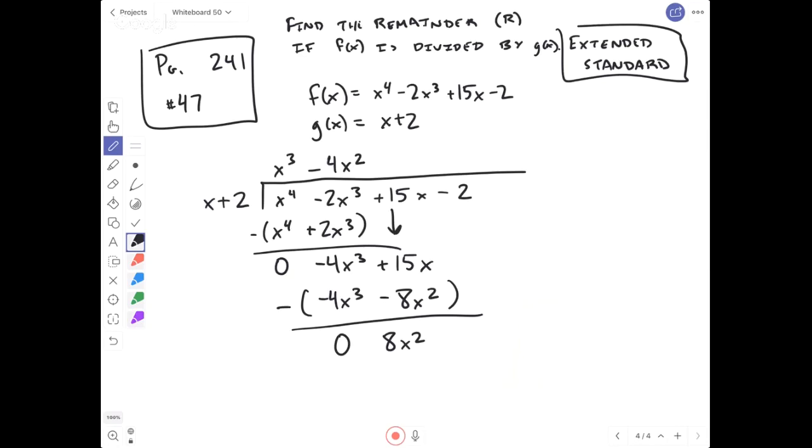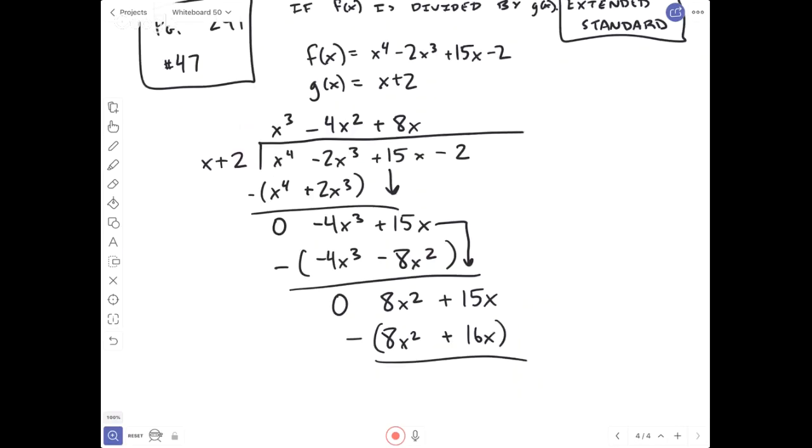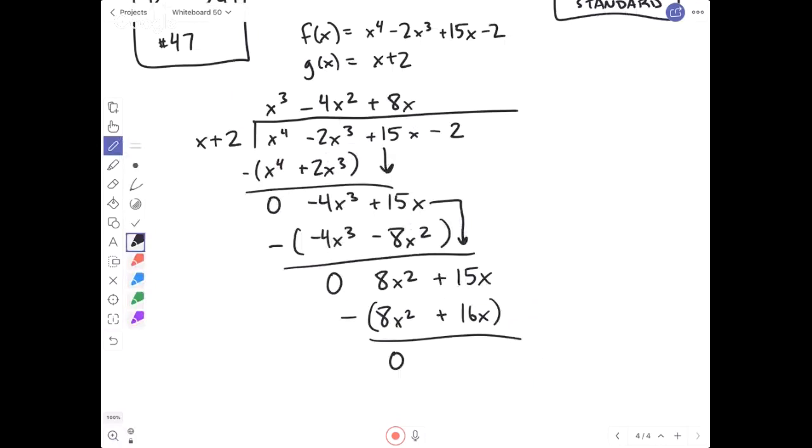And I can again bring down the 15x. X goes into 8x squared 8x times. Eight x times x is 8x squared. And 8x times 2 is 16x. Eight x squared minus 8x squared is 0. 15x minus 16x is negative x. X goes into negative x negative 1 times. Negative 1 times x is negative x. Negative 1 times 2 is minus 2.